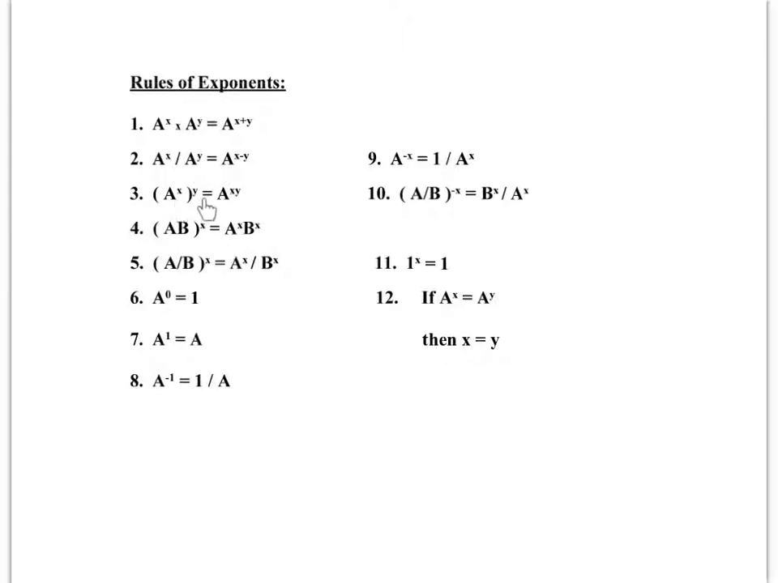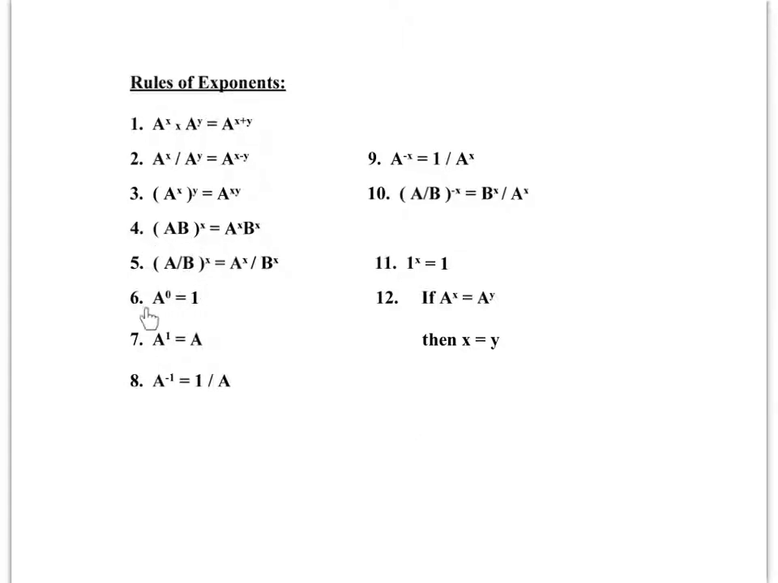When we raise an exponent to a power, we multiply the exponents. a to the x raised to the y is a to the x times y. Okay, this is raising a product to a power. This is raising a quotient to a power.